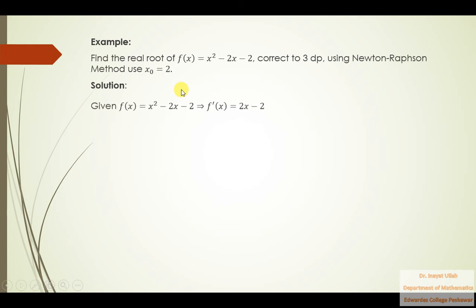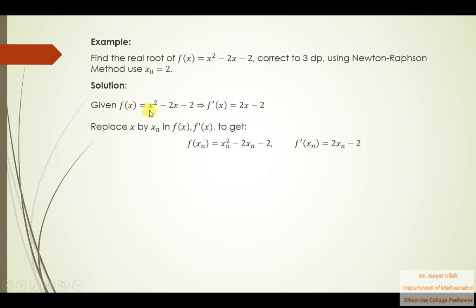Anyways, let us start the solution. The function given to us is x square minus 2x minus 2. We need to find the derivative of this function. The derivative of x square is 2x, the derivative of 2x is 2, and the derivative of 2 is 0. So f prime x is 2x minus 2. Now we need to replace x by xn in both f of x and f prime x. So whenever you replace x by xn here, you will get this, and whenever you replace x by xn here, you will get this.